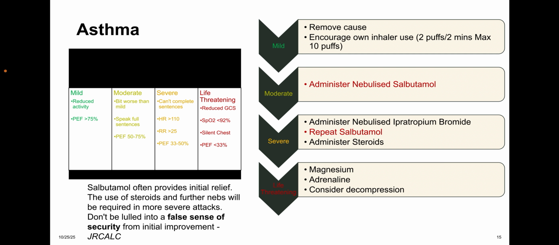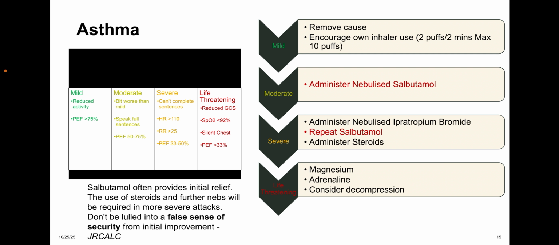So for our treatment for mild asthma, obviously we first want to remove the cause, and we want to really encourage their own inhaler use. The recommendation would be to take 2 puffs of their own inhaler every 2 minutes up to a maximum of 10 puffs. If they're not receiving any relief after 10 puffs, then we need to be thinking, is this asthma, or do we need to be treating with something a bit more aggressive?